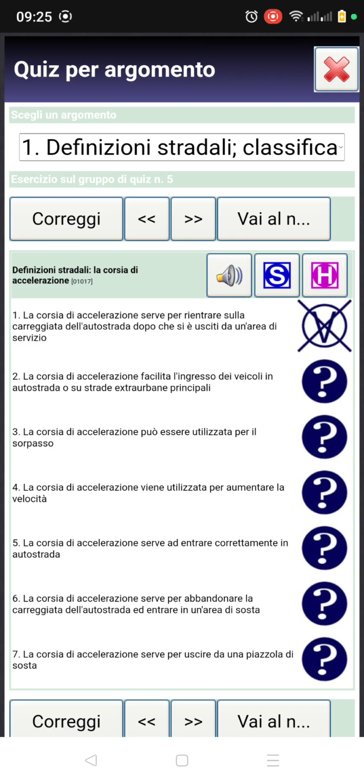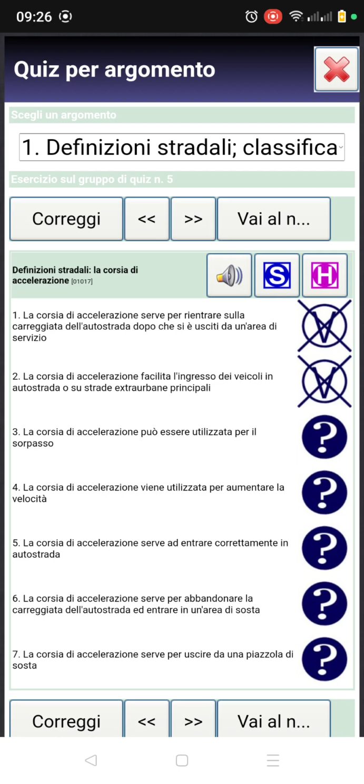Number 2, la corsia di accelerazione facilita l'ingresso del veicolo in autostrada. So the acceleration lane makes it easy for the vehicle to enter into the autostrada, the highway, or su strada extraurbana principale, the second highway, and it's true. Don't panic about strada extraurbana principale. We will still do a lesson on that one, because we have two highways.